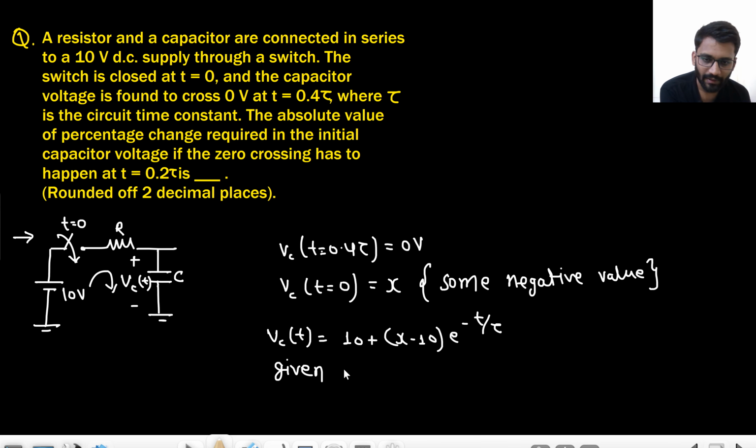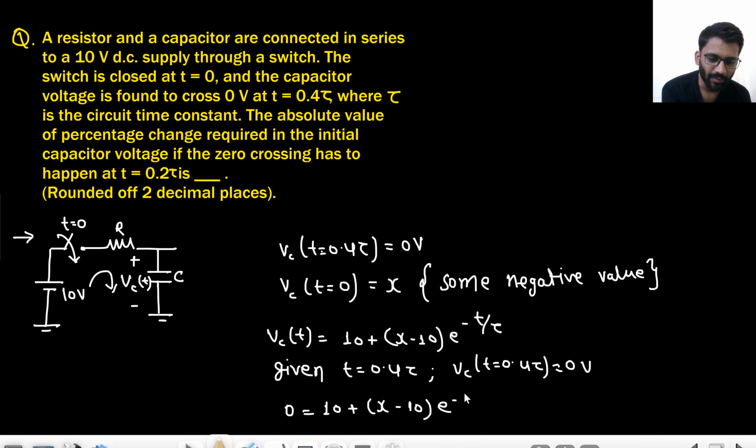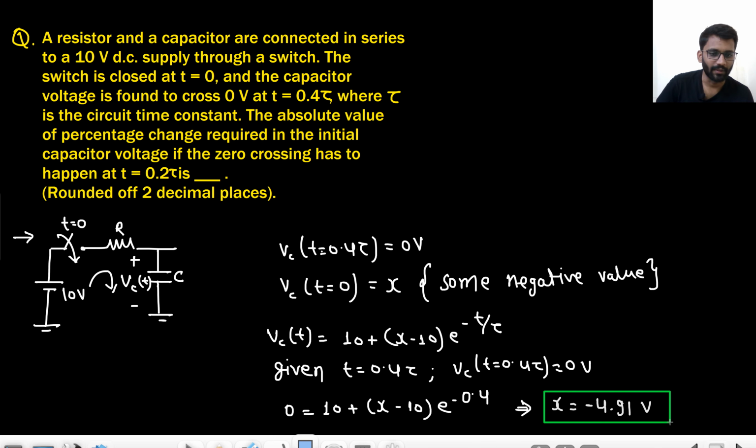What is given? At t equals 0.42, VC(t) is 0 volt. So 0 equals 10 plus (x minus 10) e to the power minus 0.4. From here you will get the value of x. The value that you are getting is minus 4.91 volt. So the x value is minus 4.91 volt.